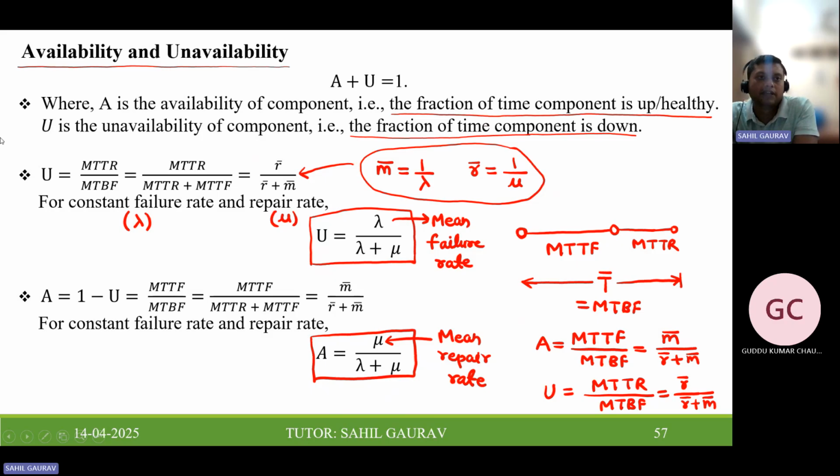Now we can define availability and unavailability. Availability plus unavailability equals 1. Availability means the fraction of time the component is up or healthy. Unavailability means the fraction of time the component is down or out of service. So unavailability means the system is going for repair. It is the ratio of mean time to repair upon mean time between failure, so R bar upon R bar plus M bar. While availability is the time for which the component is providing operation. So it is the ratio of M bar upon R bar plus M bar.